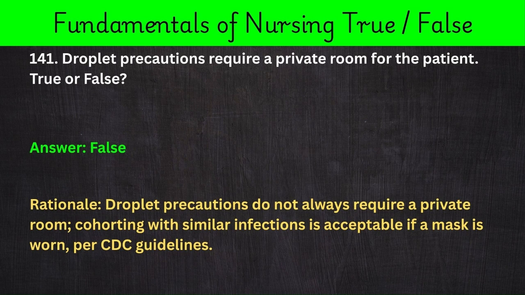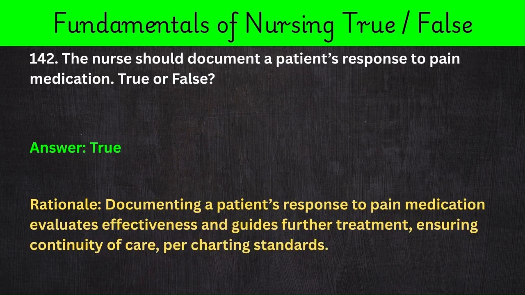141. Droplet precautions require a private room for the patient. True or false? Answer: False. Rationale: Droplet precautions do not always require a private room. Cohorting with similar infections is acceptable if a mask is worn, per CDC guidelines.